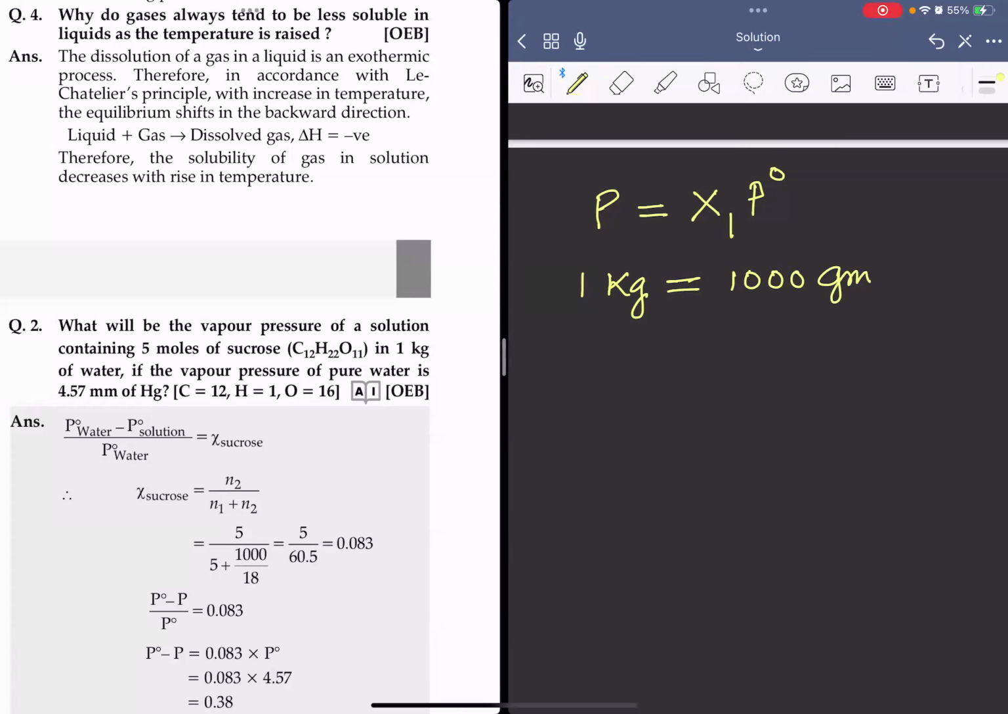Why do we need to get the mass of solvent in grams? Because what is the formula for finding number of moles? Number of moles is mass in grams, not mass in kilograms, divided by molecular mass. What is the molecular mass of water? It is 18, you know. So that's why I converted that 1 kg into grams. So you got 1000.